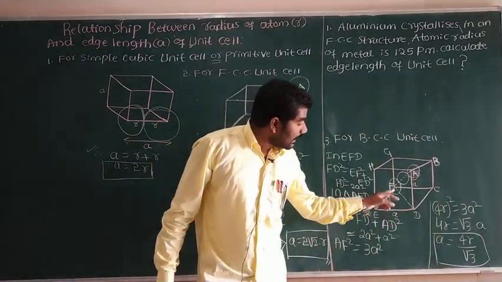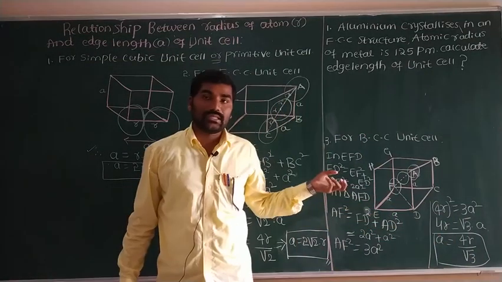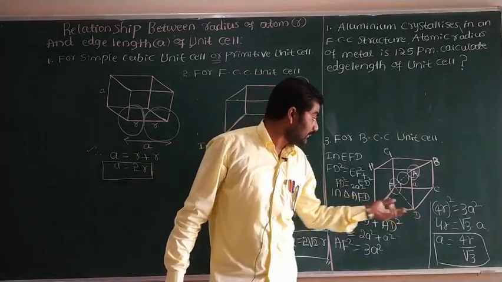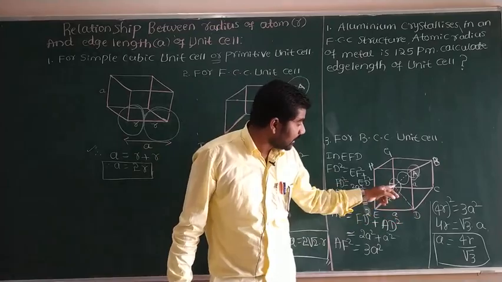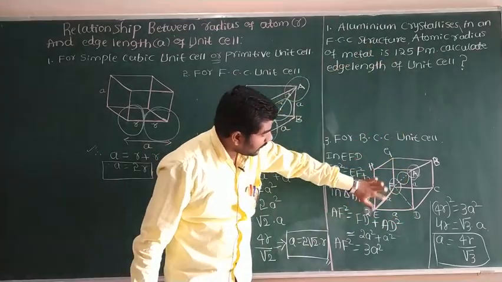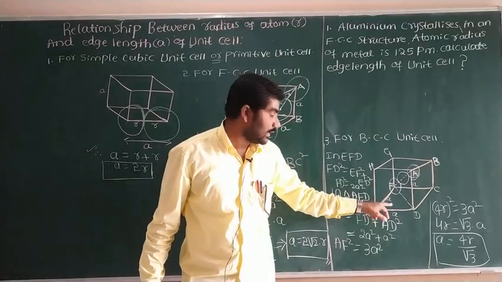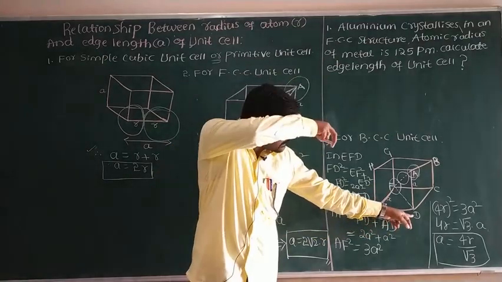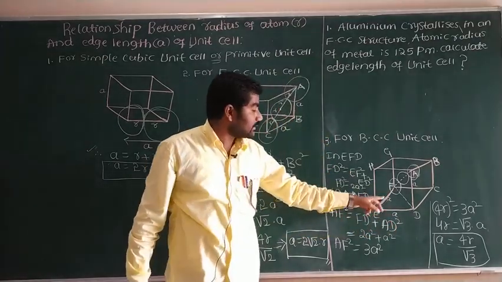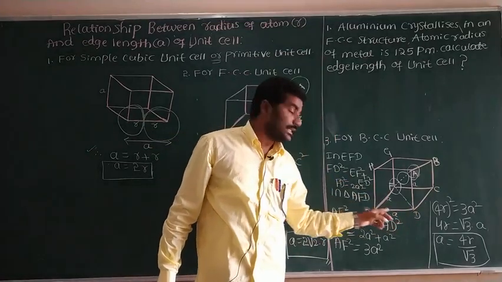To find the value of FD, again we have to consider one more triangle, that is EFD. In this triangle EFD, FD square equals EF square plus ED square. EF is the edge length A and ED is also the edge length A. Therefore EF square is A square and ED square equals A square.